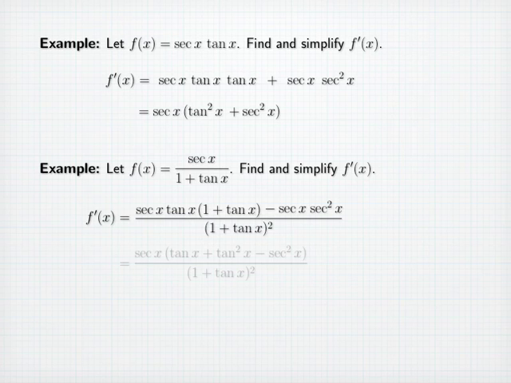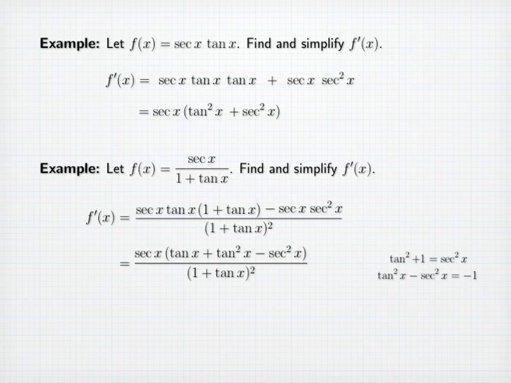Now we rewrite the numerator as follows, factoring out a secant x. And notice that we have tangent squared x minus secant squared x in the second factor. Now since tangent squared x plus 1 is equal to secant squared x, tangent squared x minus secant squared x is negative 1. So we can rewrite our result as secant x times tangent x minus 1 divided by 1 plus tangent x squared.